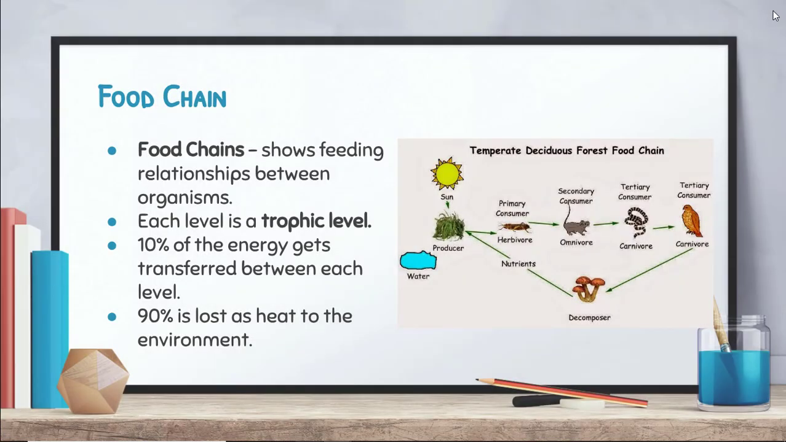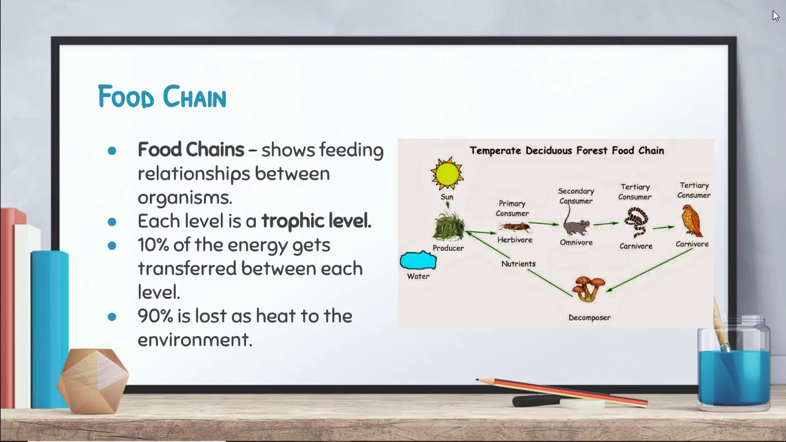Food chains show feeding relationships between organisms, and each level is known as a trophic level. Now this is really important to understand: 10% of the energy gets transferred between each level. 90% of that energy is lost as heat to the environment. So if we go from producer to herbivore, only 10% of the energy that exists within the producer gets passed on to the grasshopper. And then only 10% of the energy that is in the grasshopper moves on to the omnivore, and so on. So you can see how the food chain works here.